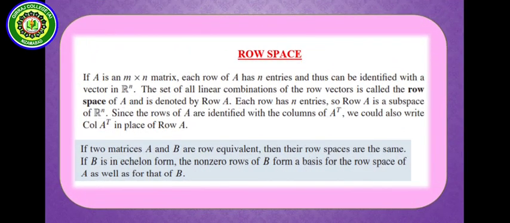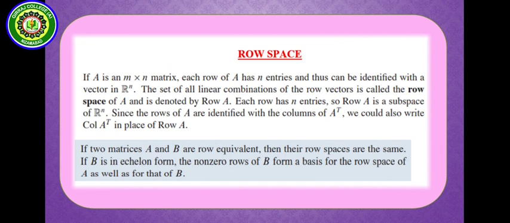So here, the next definition: row space. So what is a row space? If A is an m by n matrix, each row of A has n entries and thus can be identified with a vector in R to the power n. The set of all linear combinations of the row vectors is called a row space.